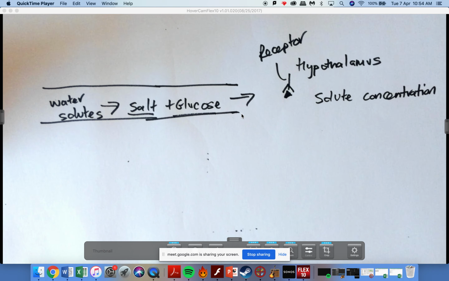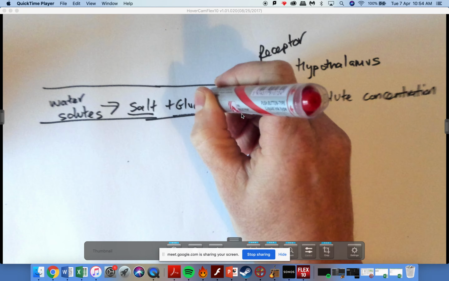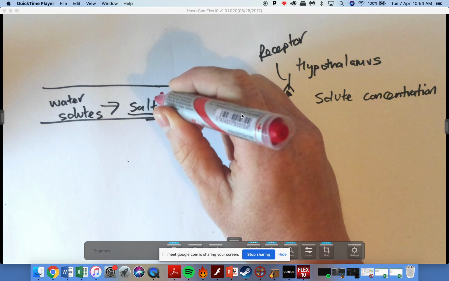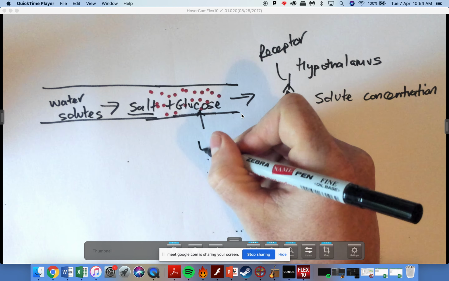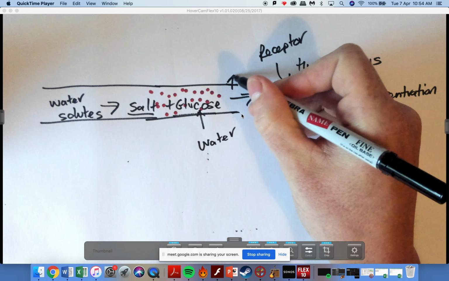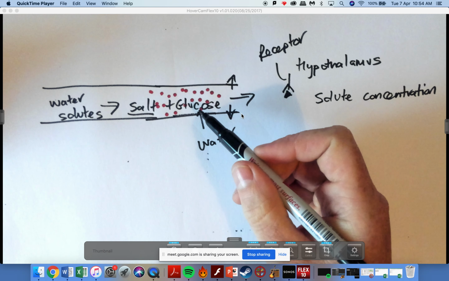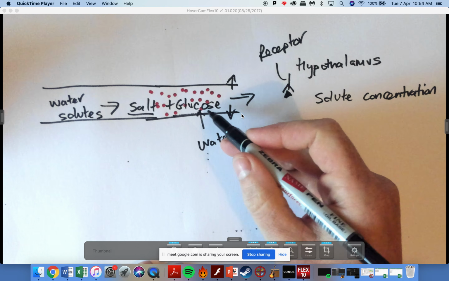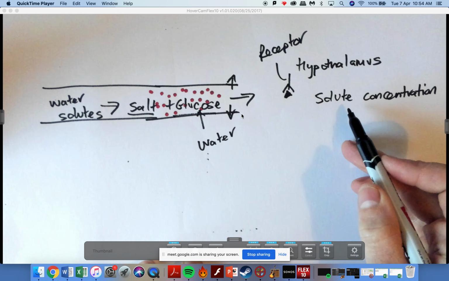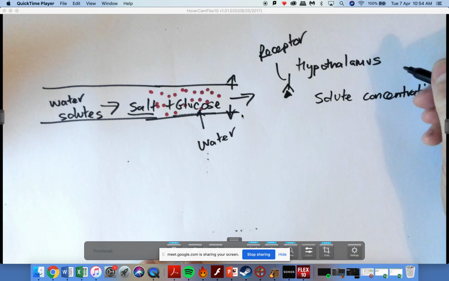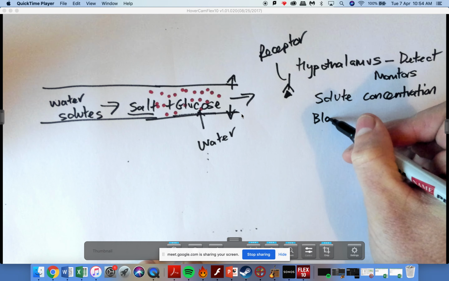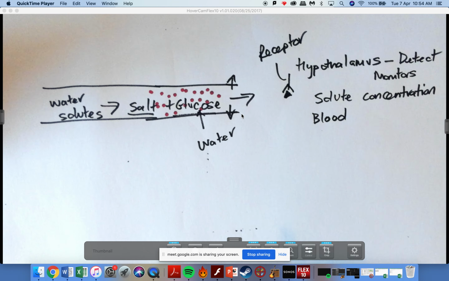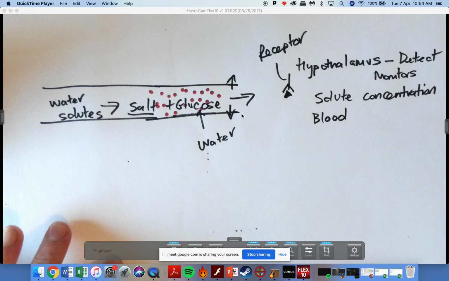Because if we were to get far too much, if we had a lot of glucose in the blood, then that wouldn't be good, because it would be too concentrated, and then we get water moving in, and we would get high blood pressure. The blood would get too thick and sticky, so we'd get lack of blood flow, so all the things associated with diabetes. So the hypothalamus needs to detect this, so it detects and monitors the blood solute concentration, and then it's going to help to control it.